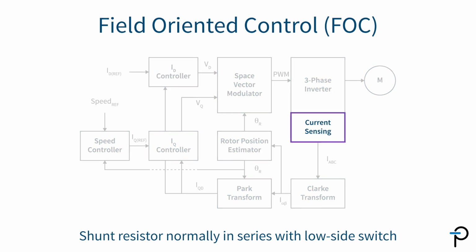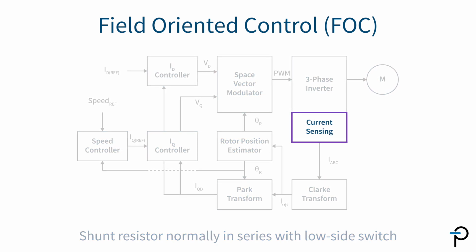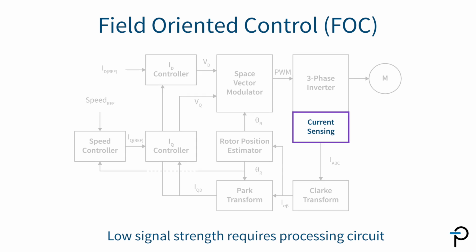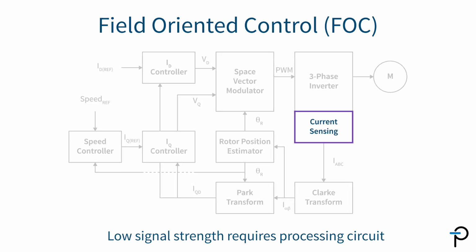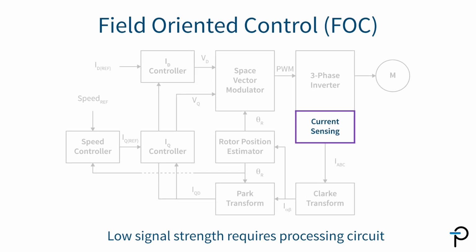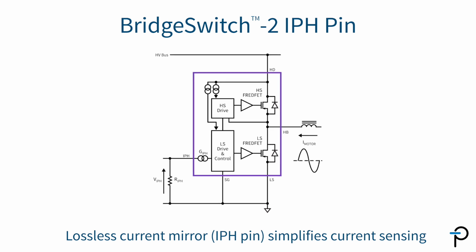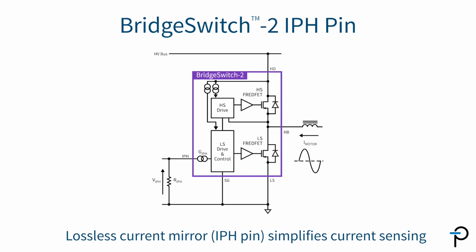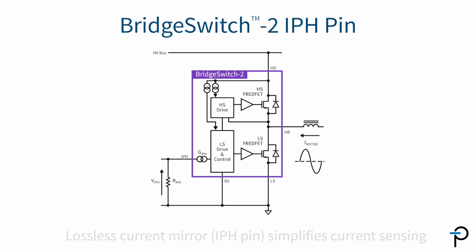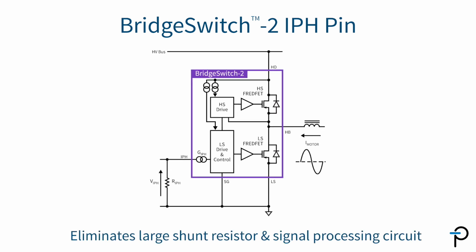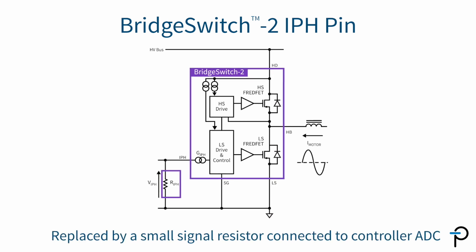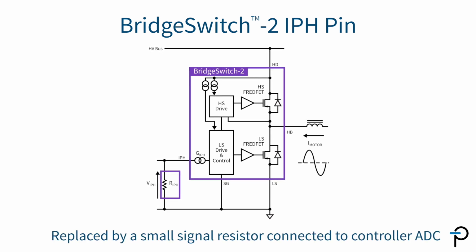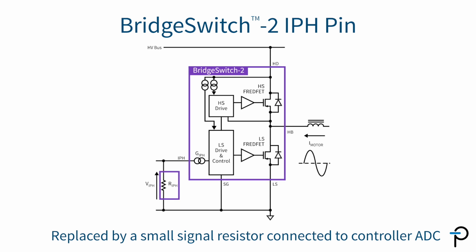Normally, you add a shunt resistor in series with the low side switch. However, this signal will be very small, so you would need to add a signal processing circuit that will provide amplification and offset. Now here's the exciting part. Bridgesw 2's lossless current mirror, also known as the IPH pin, simplifies the current sensing by eliminating the shunt resistor and the signal processing circuit that you added earlier. These are then replaced by a small signal resistor, which is connected directly into your controller's ADC.